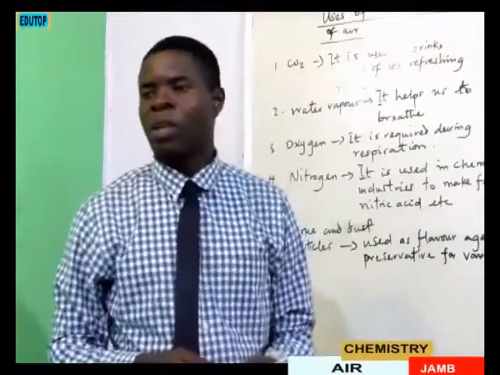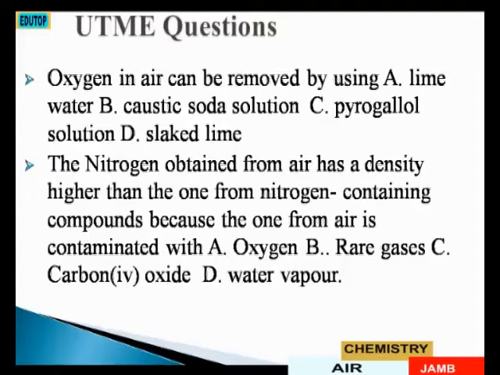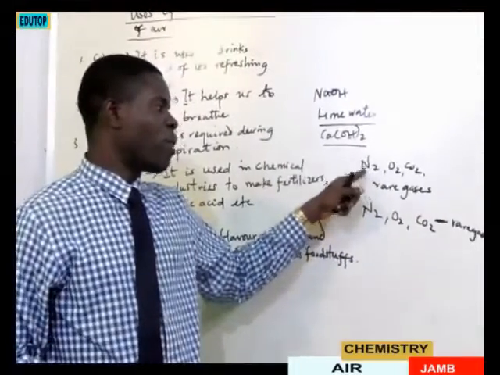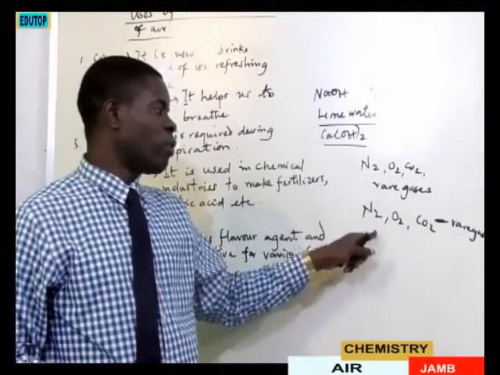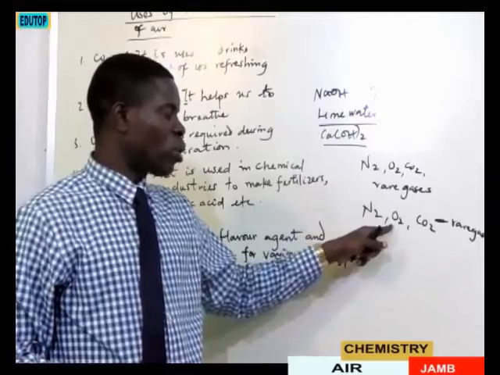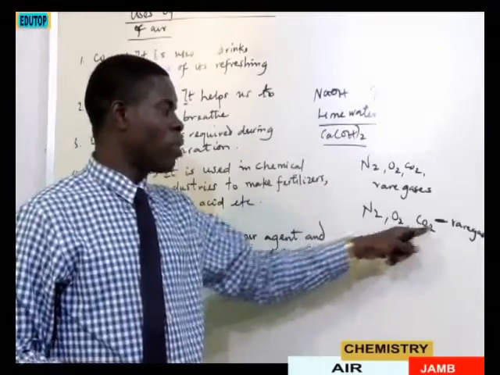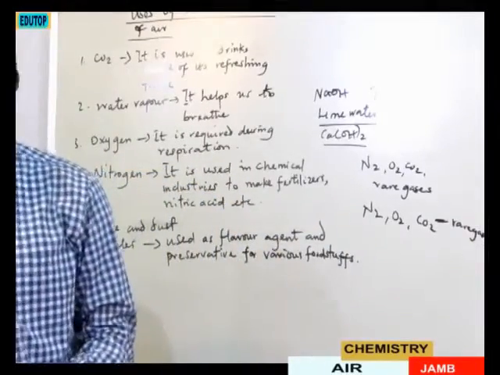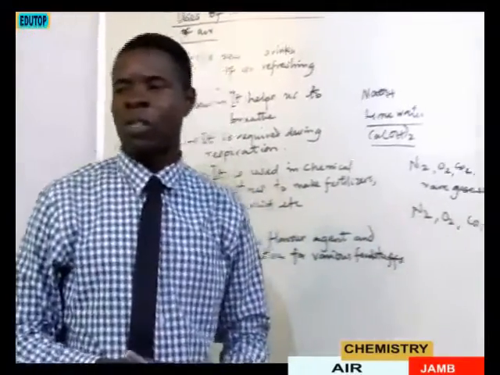So let's say our options: option A, oxygen. Option B, rare gases. Option C, carbon(IV) oxide. Option D, water vapor. So the answer will be option B, rare gases. What makes the difference is the involvement of rare gases in the one obtained from air. But the one obtained from nitrogen-containing compounds will not have rare gases. So that is why option B is the answer to question 2.